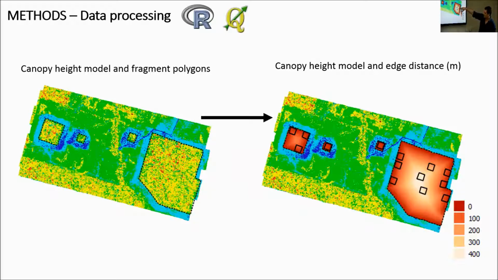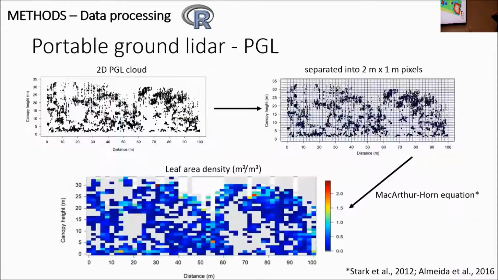And basically we digitally draw the fragments, and we create the distance to the edge. Then we have a distance to the edge for each plot. So in each plot we have the field data, the distance to the edge, and the 3 variables of the LIDAR: height, rugosity, and open canopy.